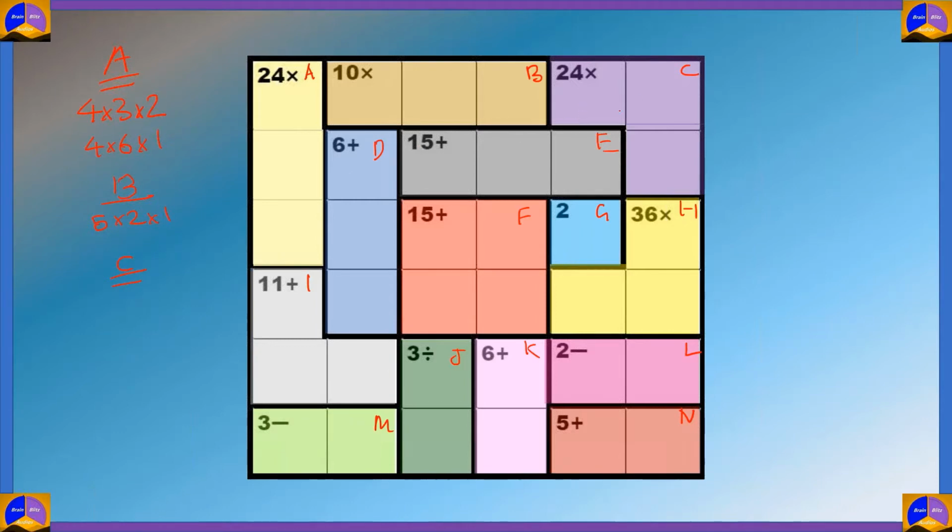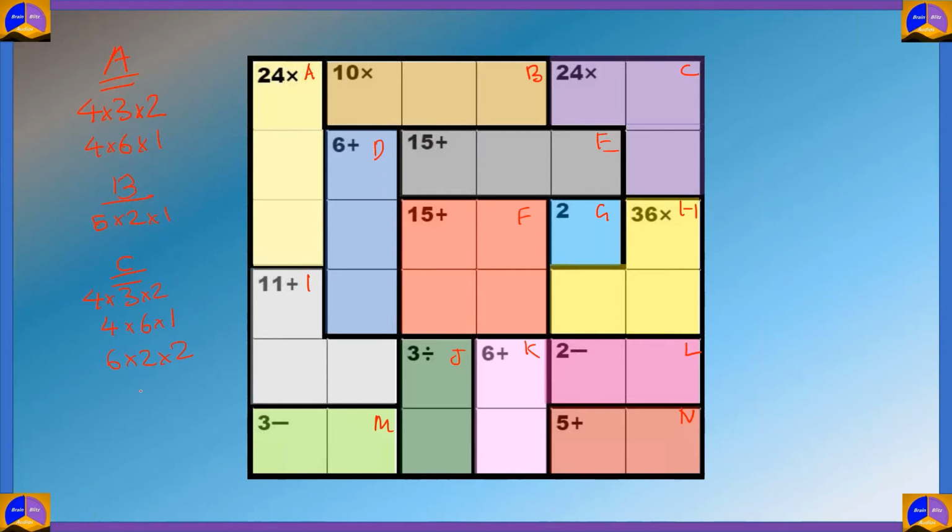This cage has 3 cells and the operation is multiplication. After multiplying, our result must be 24. So the options are 4 times 3 times 2, 4 times 6 times 1 and 6 times 2 times 2.